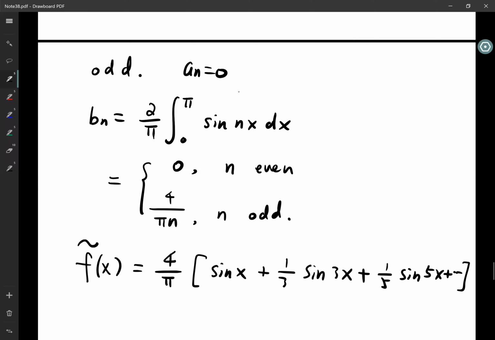So the very last topic we have for the entire semester is really to put all these things together to solve a heat equation.